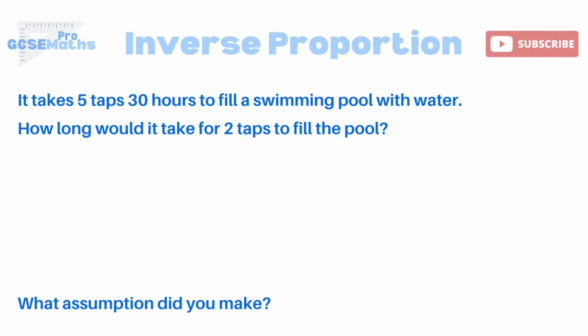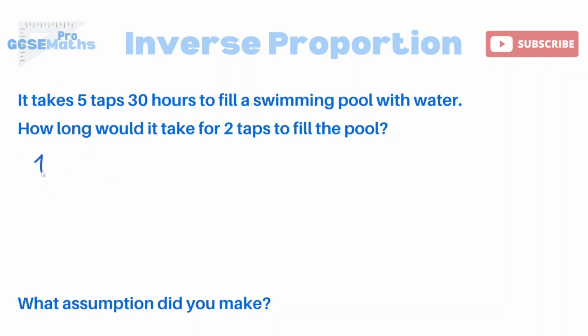So again, you think, oh okay, these aren't necessarily related, in terms of 5 is not a multiple of 2. It's a little bit more complicated than that. But you think, oh well, the number of taps has got smaller, so the 30 hours should get smaller. But no, right? If you've got fewer taps but the same swimming pool, it's going to take longer, isn't it? It's going to go the opposite direction.